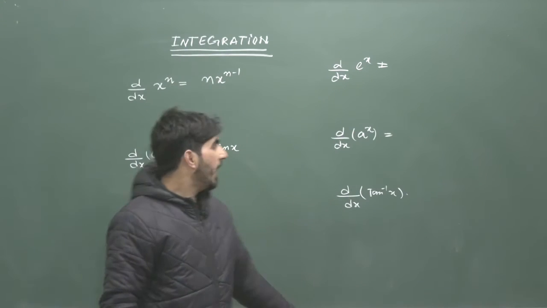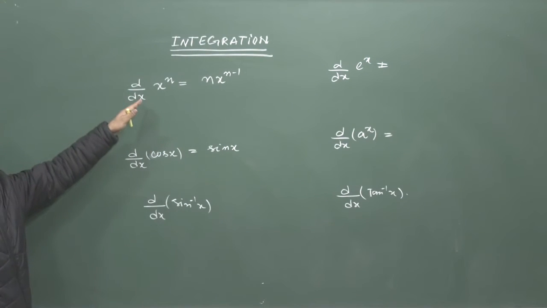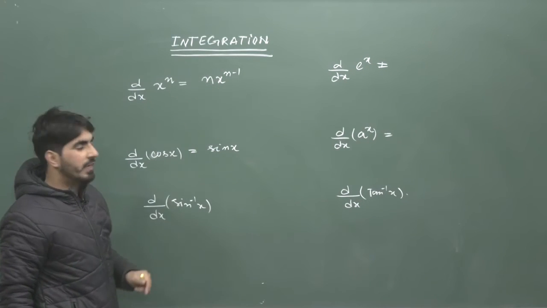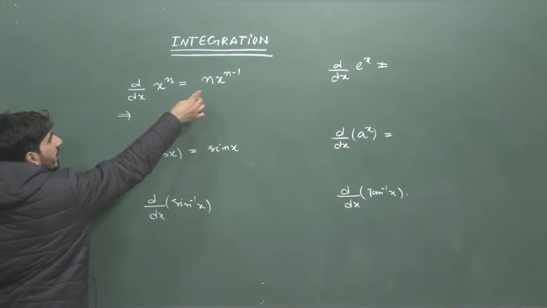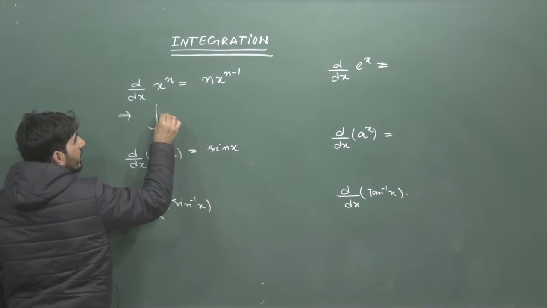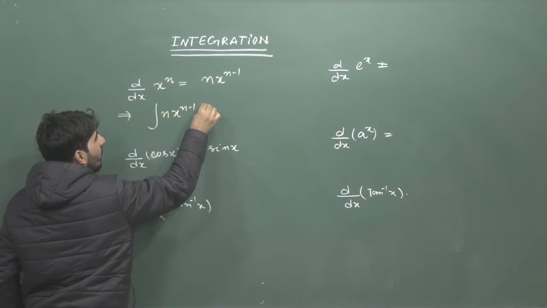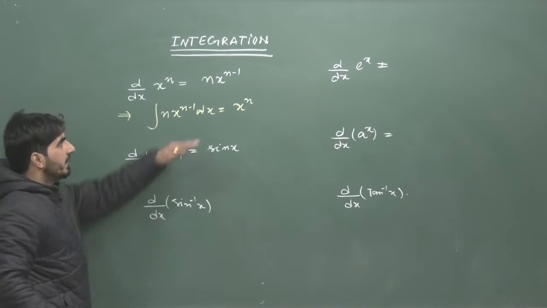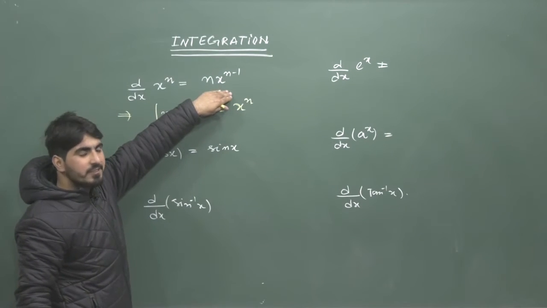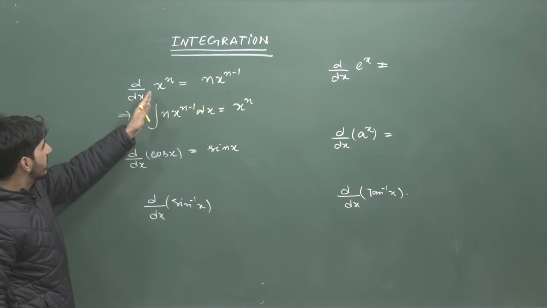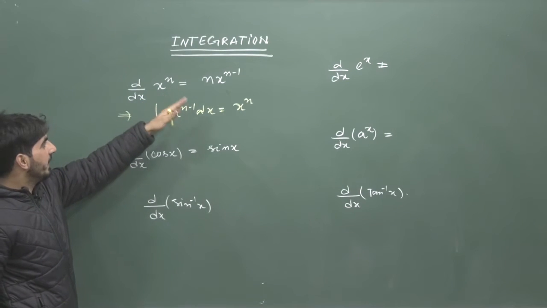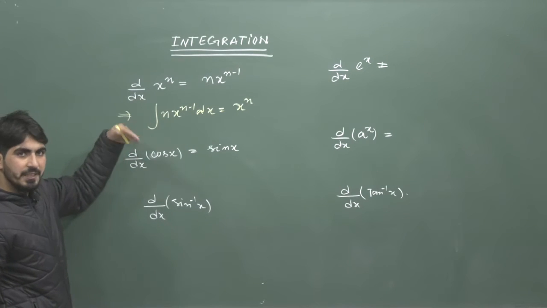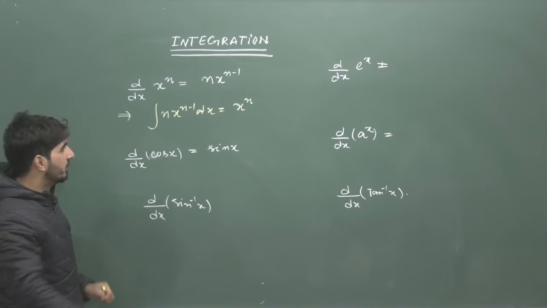Dear students, here we have some functions. Here differentiation of x raised to power n, we know that this is nx power n minus 1. Here we can say integration of nx raised to power n minus 1 dx is x raised to power n, means if we integrate this function with respect to x, we will get x power n, because differentiation and integration are inversely each other, or we can say integration is the reverse process of differentiation.